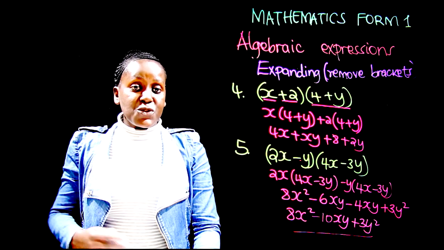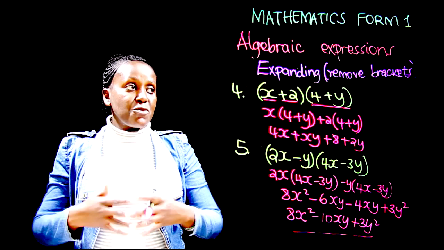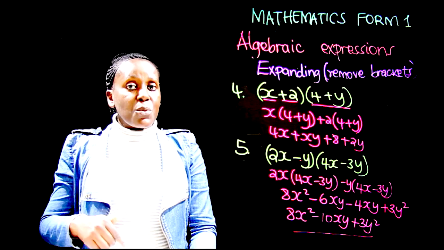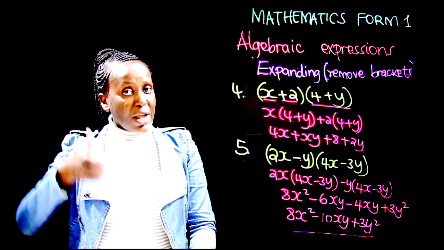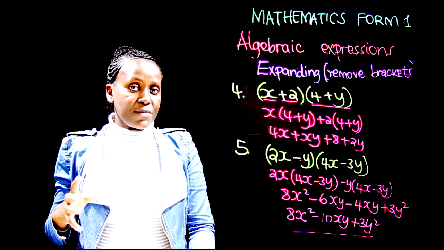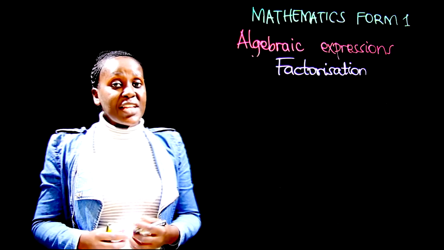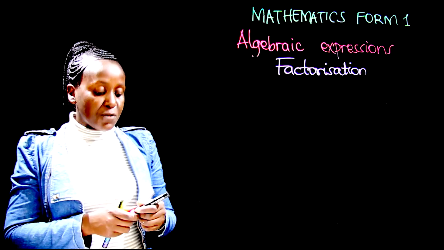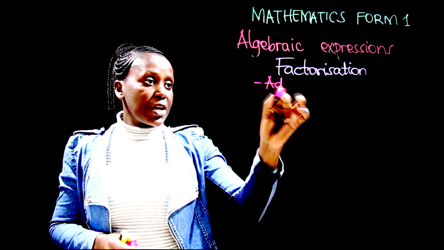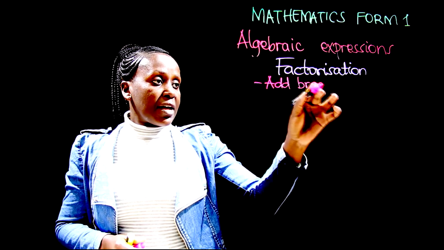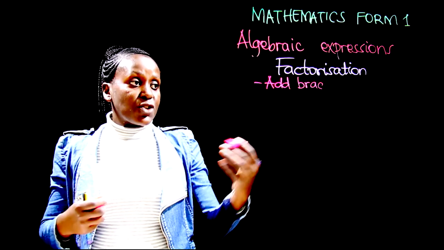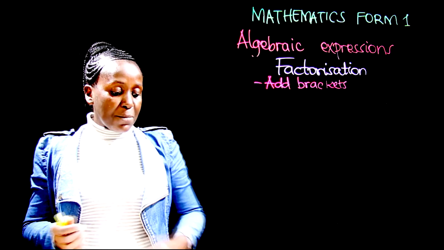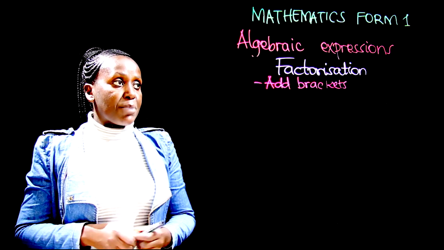So I hope now you have understood how to expand or how to remove brackets when you have algebraic expressions. Next, we are going to look at how you put brackets. How do you factorize algebraic expressions? Factorization is the opposite of expansion. To expand is to remove brackets, while to factorize is to add brackets, okay? So when you are given an algebraic expression and you are required to factorize, it means that you add brackets. So we are going to do some examples and learn how we add brackets in an algebraic expression.